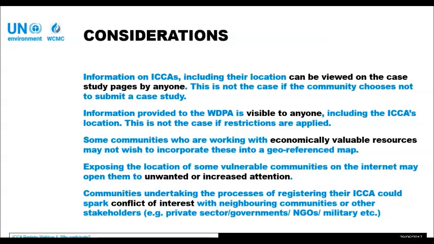These considerations may be particularly relevant to communities working with economically valuable resources, for example, species vulnerable to poaching or plants with high genetic value. Similarly, if the community itself is vulnerable, they may not wish to publish their location on the internet.